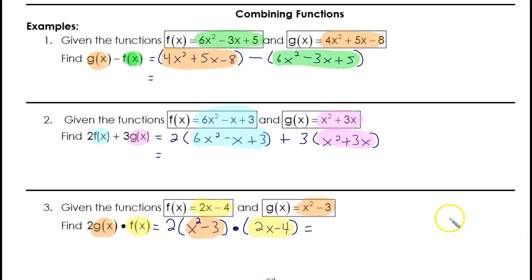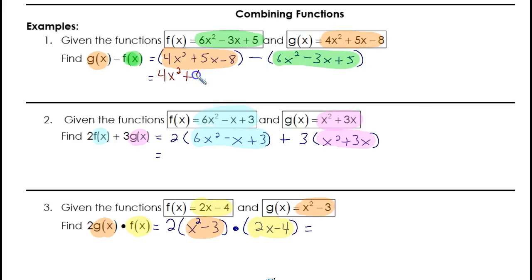So we're going to start with some basic examples of combining functions. You'll notice we have an f function, f of x, and a g function, g of x. And we are asked to simply subtract g of x minus f of x. I've written in and highlighted some things so that you can see that we're basically taking the g function, which is 4x squared plus 5x minus 8, and then subtracting the f function, which is 6x squared minus 3x plus 5. So this operation of subtraction we're doing of those two functions in the order that they're written, and that's pretty much it.